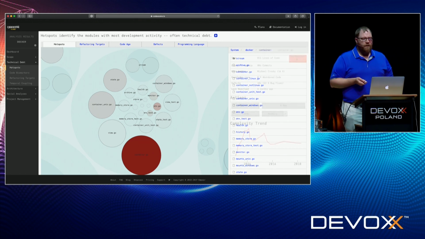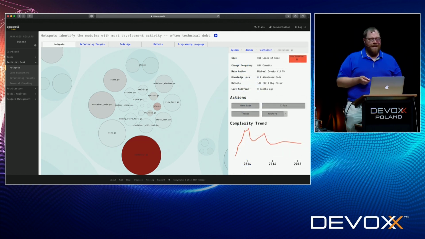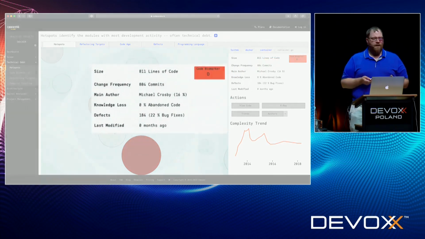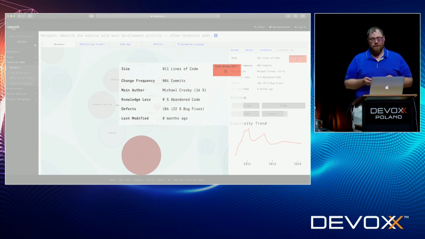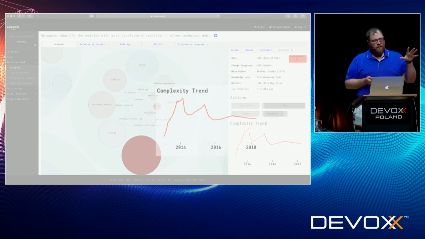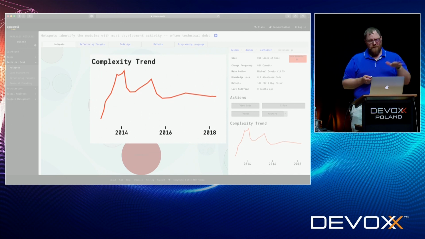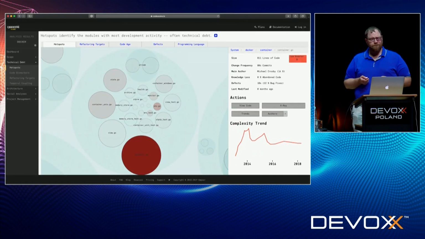And so you can start to look at some of these and you start to get some interesting data. We can look at trends over time. We can see that, all right, so this is a pretty small file, 810, 811 lines. That seems about right. We do have one person who's done an awful lot of the work here. There's been a decent number of bug fixes in here, and clearly it gets modified a lot. We get kind of this rough complexity trend. Things are getting better over time. Clearly a couple interesting little spikes in there. That might be sort of an interesting historical thing to look at.